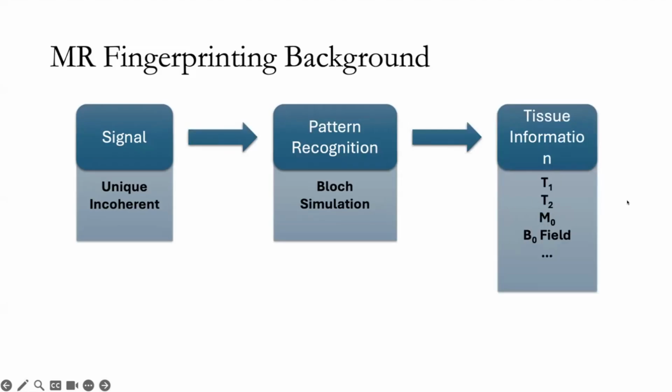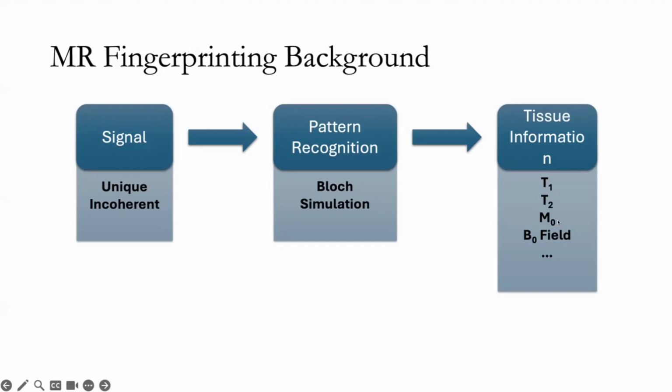For those who are familiar with the proton fingerprinting work, this slide has been around for probably 10, 15 years now, but the basic idea is that we want to have a pulse sequence with a unique and incoherent signal model relative to the parameters of interest. And we combine this with a pattern recognition approach, usually from a Bloch simulation. And we use a combination of these two to derive the underlying tissue information in proton world.